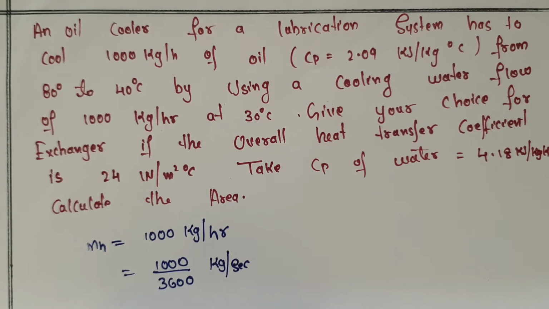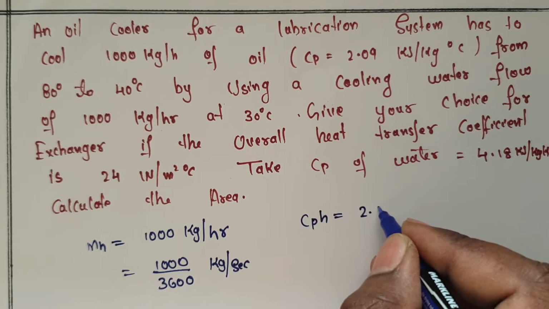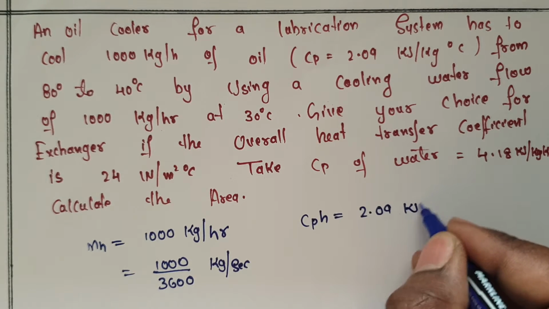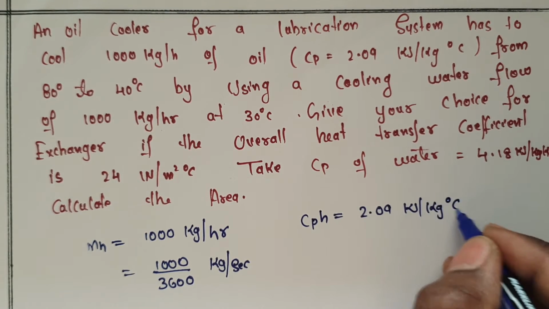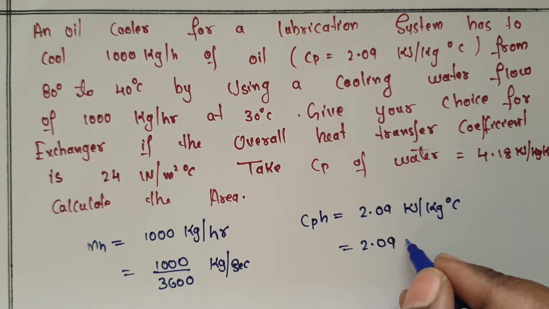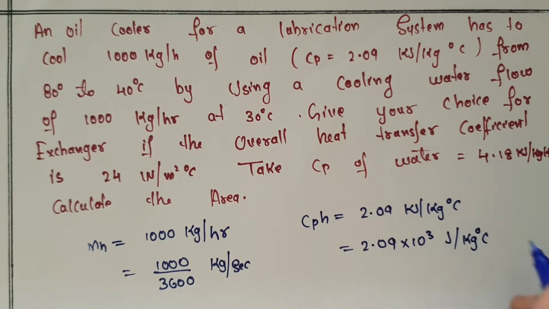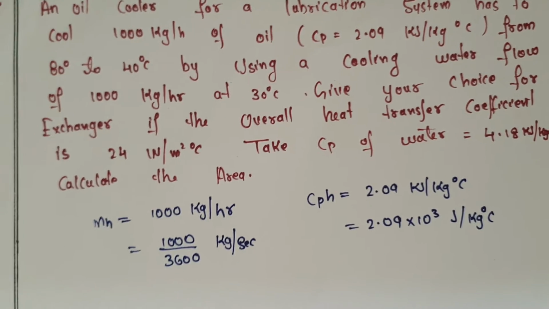And the Cph value is also given. How much Cph value is given? As you can see, 2.09 kilojoule per kg degree centigrade. So you can write 2.09 into 10 to the power of 3 joules per kg degree centigrade.